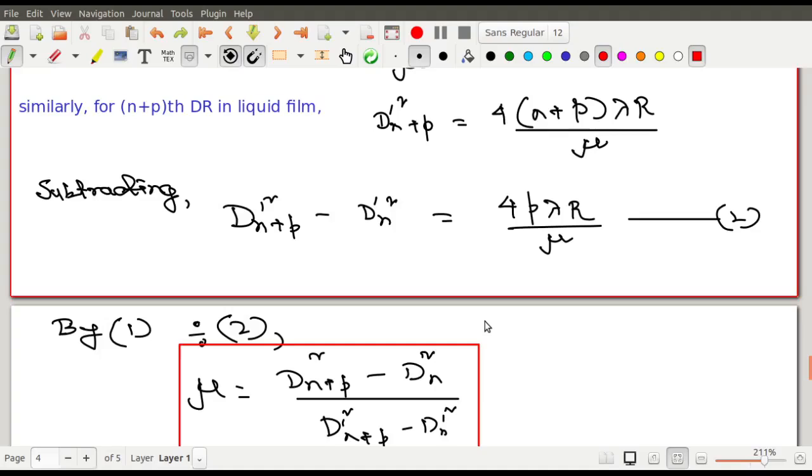Okay, so that is the advantage of the calculation of mu, that I will just look at the rings. Once the ring is formed within the air film, I measure the diameter of the 10th ring and the 15th ring.